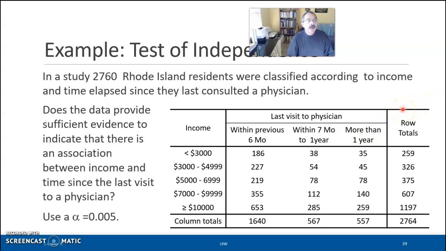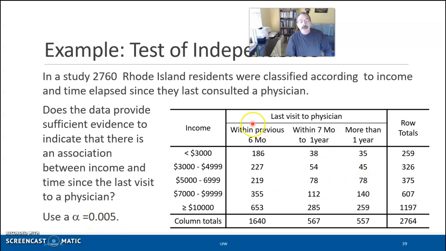In this example, we have a study where 2,700 Rhode Island residents were classified according to income and time elapsed since they last consulted a physician. The question is whether this data provides sufficient evidence to indicate that there is an association between income and time since the last visit to a physician. And the test is to be done at a significance level of 0.005.